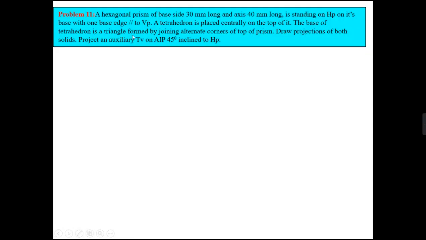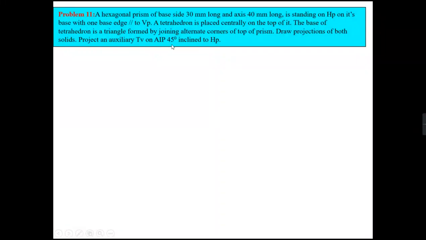The base of the tetrahedron is a triangle formed by joining the alternating corners of the top of the prism. Draw the projections of both of the solids. Project an auxiliary top view on an AIP, meaning an auxiliary inclined plane, 45 degrees inclined to the horizontal plane. We have to project the top view through that plane.